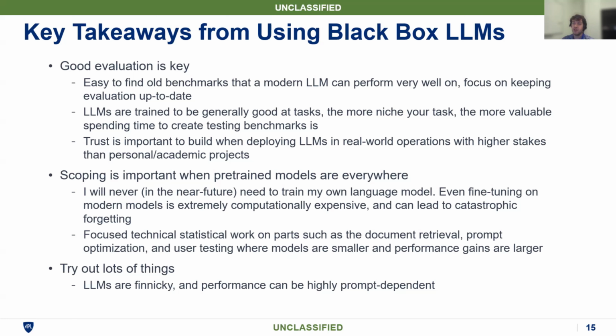So I think one of the biggest areas of improvement for them is focused technical statistical work on parts such as the retrieval. I think if you get the right documents every time, the RAG would pretty much get you the right answer every time. But it's hard to get the right documents. Also prompt optimization and user testing, where models are smaller and performance gains are larger. Again, why do people use the prompts they do? Well, nowadays a lot of times it's because I guessed and checked and it turned out good. So I think there's a lot of areas where that can be improved.